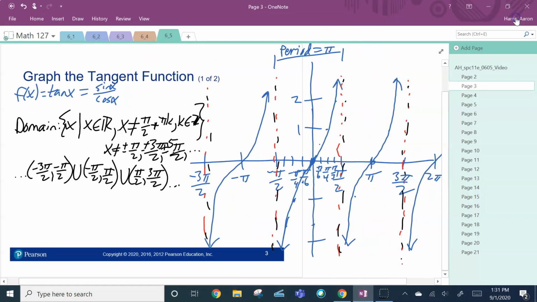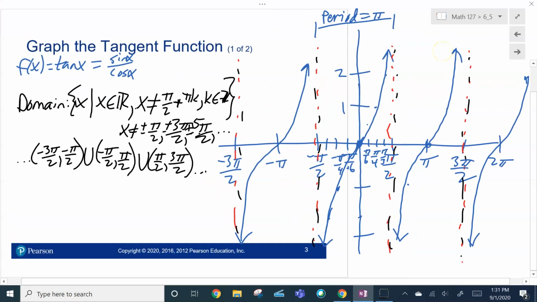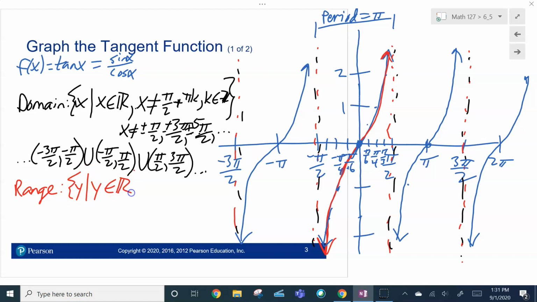All right, range on this thing. Notice it keeps going down, right? It's continuous as it keeps increasing. It's increasing throughout. There's no break in your y's. So your range is all real numbers. y such that y is an element of the reals. Or if you want to do it in interval notation, negative infinity, positive infinity. Your range, all real numbers on this thing.